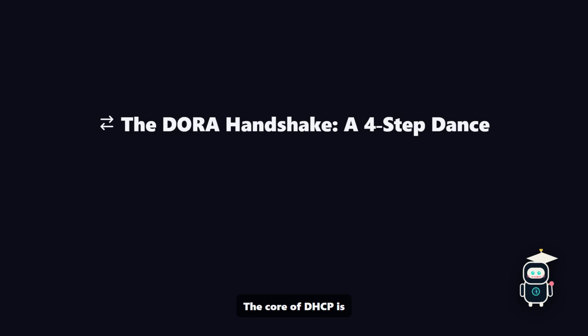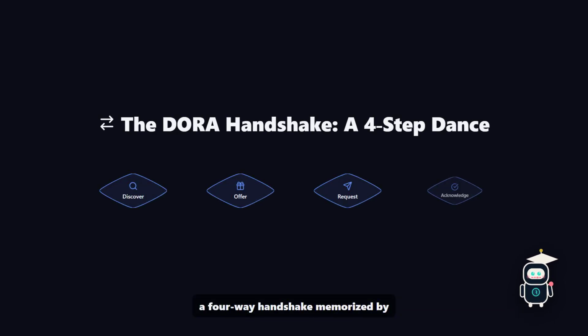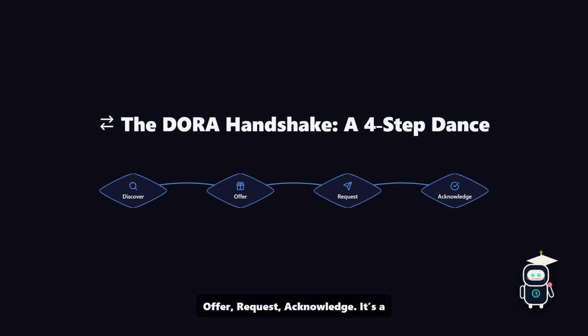The core of DHCP is a 4-way handshake, memorized by a simple acronym. DORA. Discover, offer, request, acknowledge. It's a conversation where your device shouts out to find a server. The server offers a lease, you request that exact lease back, and the server confirms it. All 4 steps happen in the blink of an eye whenever you connect to a network. Knowing DORA isn't just trivia, it's your troubleshooting anchor when no internet pops up.